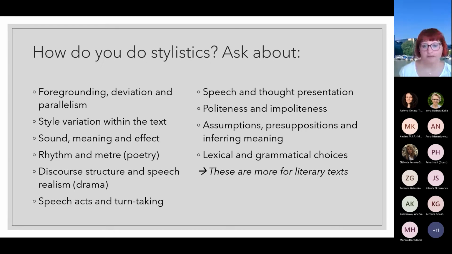Now, how do you do it? So the traditional manuals would tell you to ask yourself questions about the texts. And you would ask about foregrounding or deviation or parallelism. So what is different? What is the same? Style variation within text. This is really interesting, and I'm sure you recognize it if you have a text where part of it is one style and then it switches style.